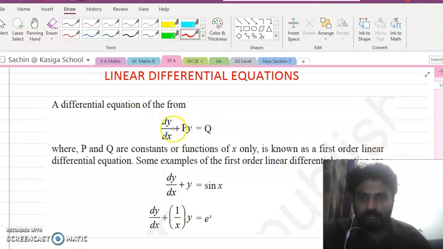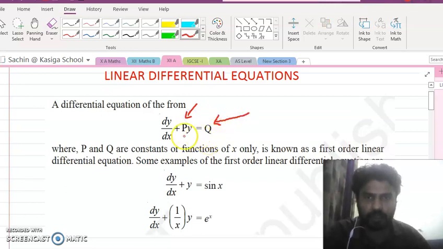So this is dy of dx plus py is equal to q, where p and q are functions of x. This p would always be the coefficient of y, a function of x. Similarly, this q is also a function of x, which is given at the right hand side.